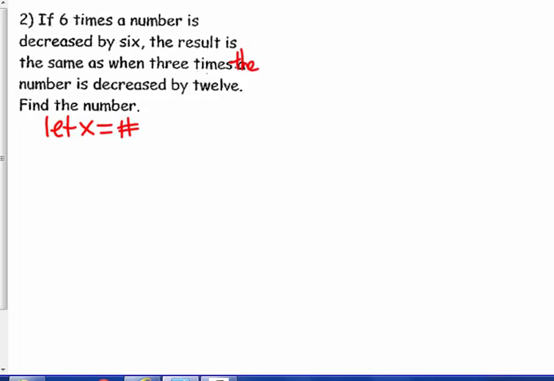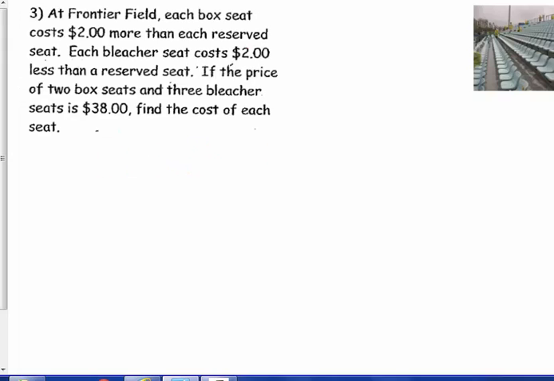If 6 times a number is decreased by 6, the result is, that's the equal sign. So 6 times a number is decreased by 6. That's on the left side of the equation. Then comes the equal sign. And the words that come after the equal symbol in English is the expression that goes on the right side of the equation. Is the same as when 3 times the number is decreased by 12. So 3 times that number, which I'm calling x, is decreased by 12. Well, that means subtract. 3 times the number, decreased by 12. Find the number. Variables on both sides. Solve it carefully. Number 3.